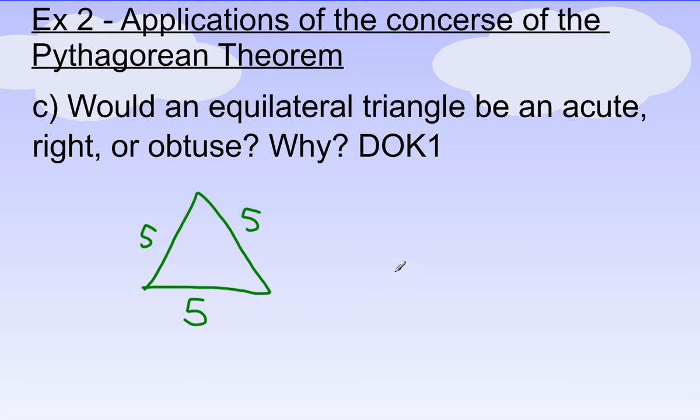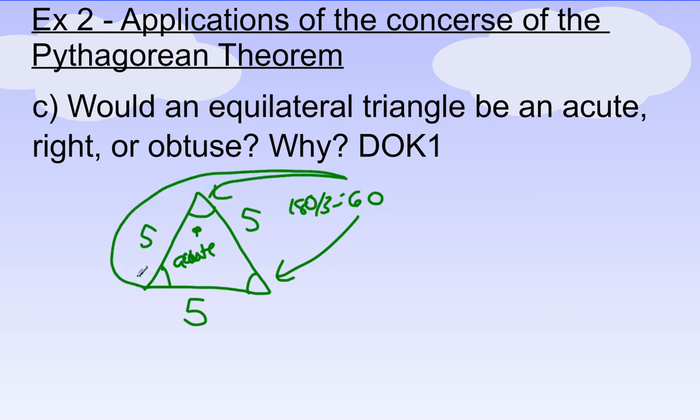Now, you may know this just from general knowledge, and your general knowledge hopefully says that this should be acute. It is acute. In fact, because all the sides are the same, all of the angles are the same, and 180 divided by 3 is 60. That's how big each angle is. And since the largest angle is acute, it's an acute triangle.